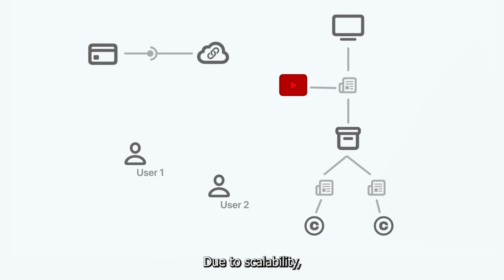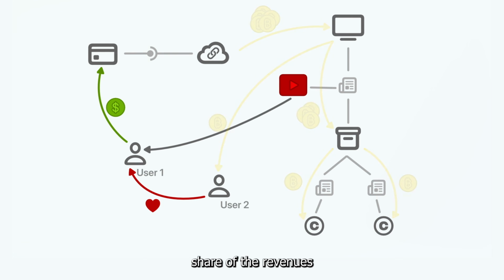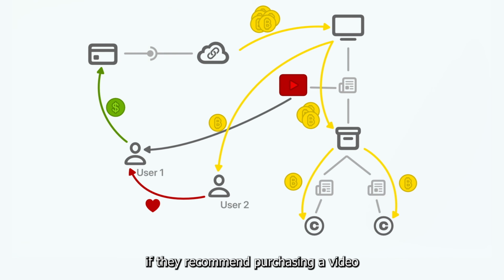Due to scalability, it is possible to expand the system with more types of participants. For example, we envision a recommendation-based system where users get a small share of the revenues if they recommend purchasing a video to another user.